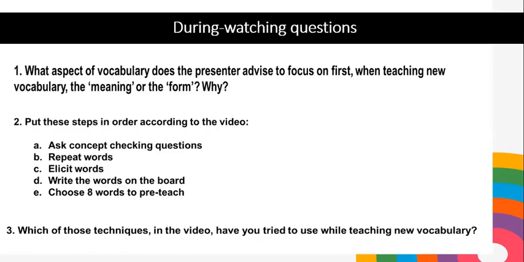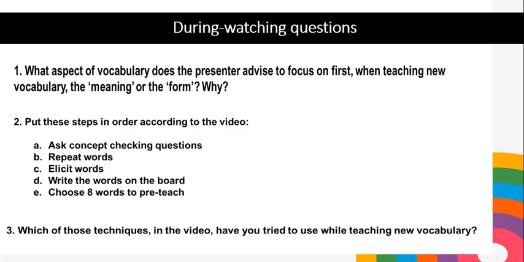Yes, it's meaning. Right, well done. So it's meaning. The vocab here in this lesson are concentrated mainly on the meaning of the word. Number 2, put these steps in order according to the video. We have got 5 steps. The teacher in the video spoke about 6 steps because he spoke about repeating these steps when teaching vocab.